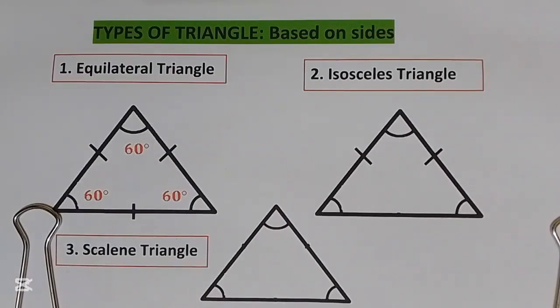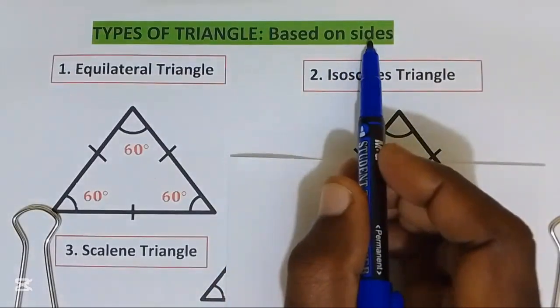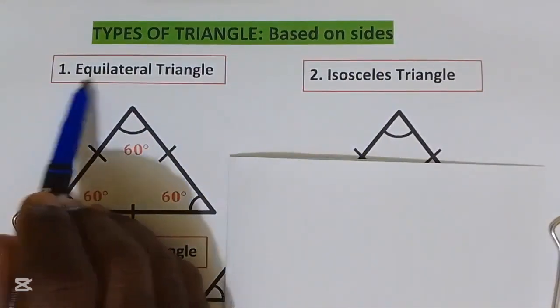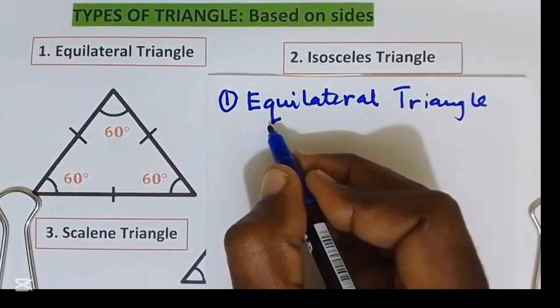Today we are going to work on geometry, types of triangles. A triangle is a three-sided shape and we have different types of them based on sides and angles. Based on sides, let's start to check the first type of triangle, which is the equilateral triangle. An equilateral triangle has the following characteristics.